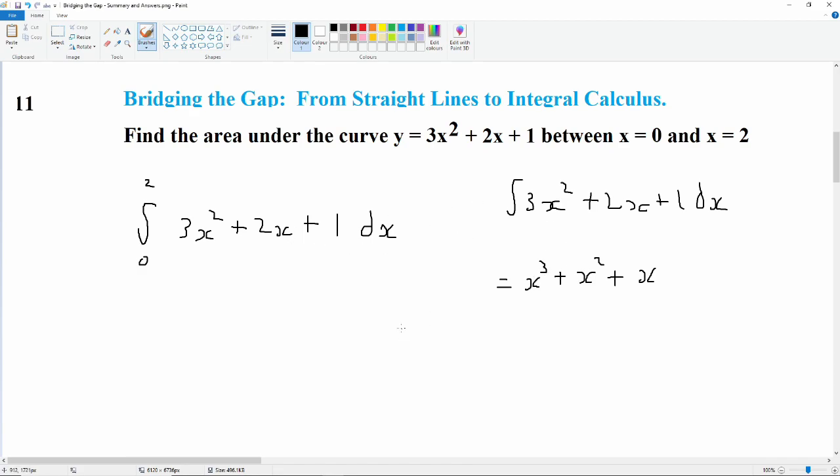So we've got 2 cubed plus 2 squared plus 2, and then we're subtracting 0 cubed plus 0 squared plus 0, which is just going to be 0. So we're subtracting 0, and we know that if you subtract 0, nothing changes.